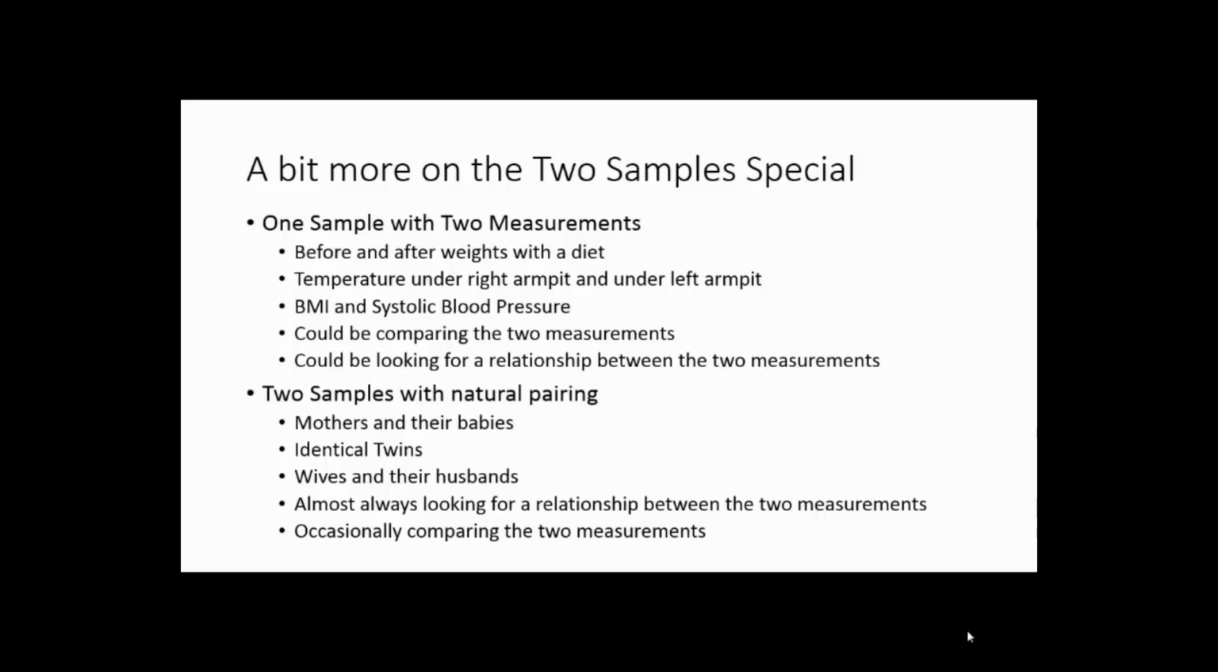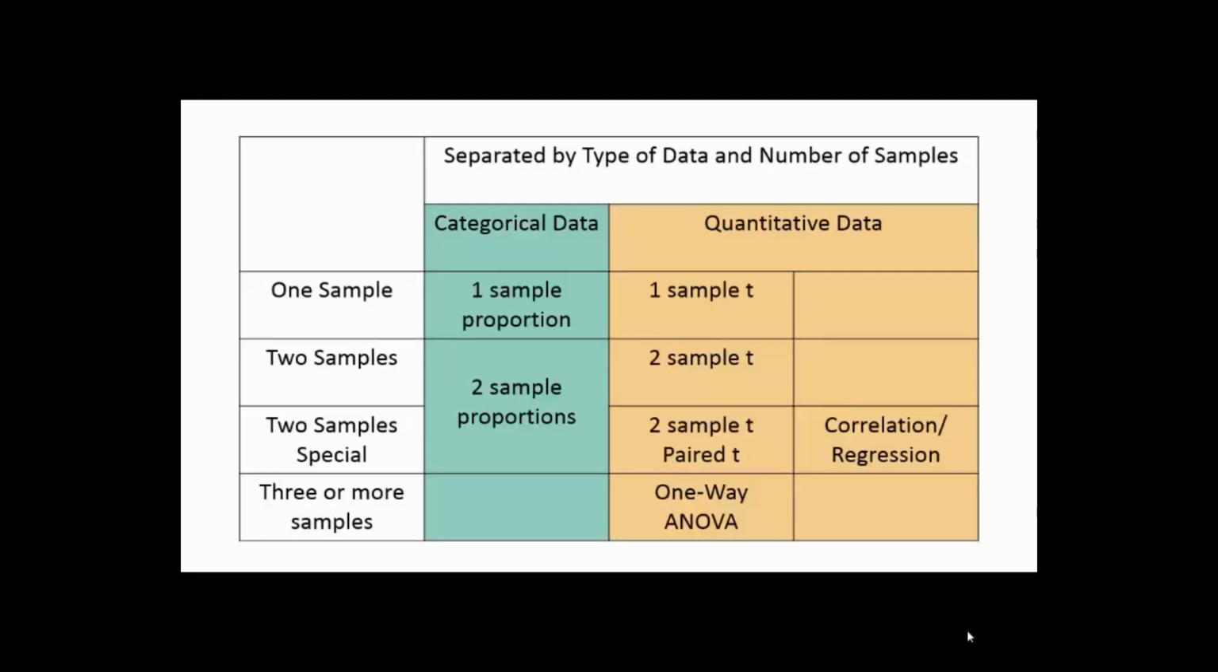In these kinds of two samples specials, you're almost always looking for a relationship between the data collected from the first sample and the data collected from the second. It does happen occasionally that you want to compare and contrast them rather than find a relationship, but that's not nearly as common.